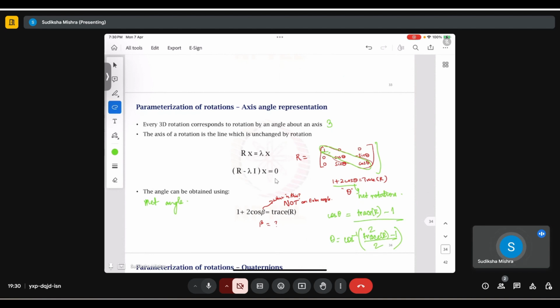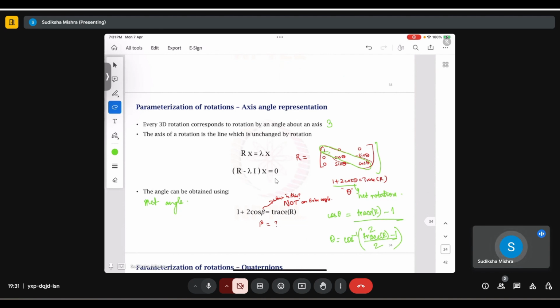A couple more things to note: firstly, every 3D rotation corresponds to a rotation by an angle about an axis. If the rotation is about one axis, then it's a 1D rotation. If it's about two axes, 2D, and if about three axes, it's a complete 3D rotation. But each of the axes will have an angle to it.